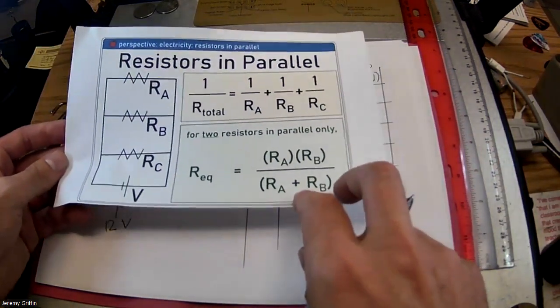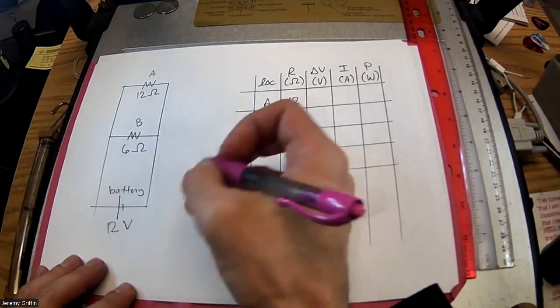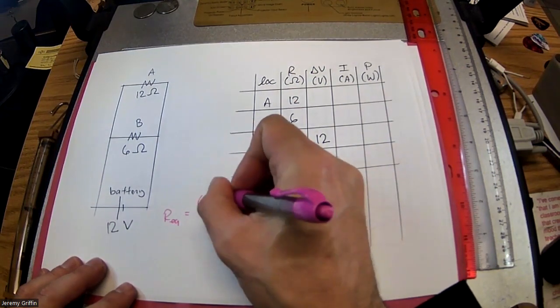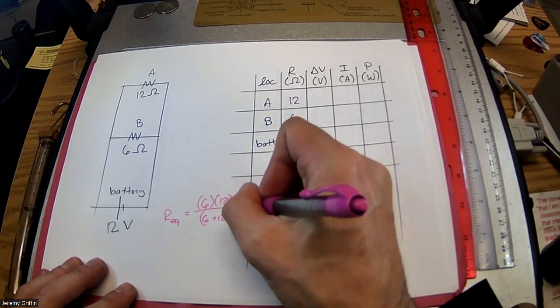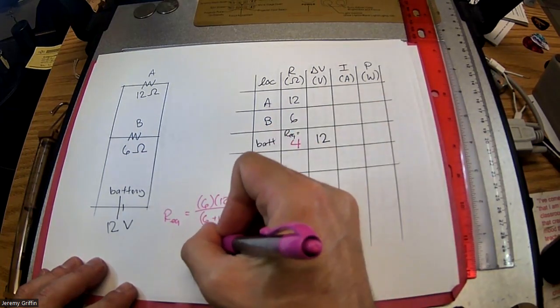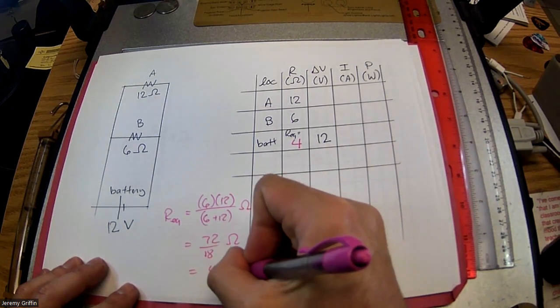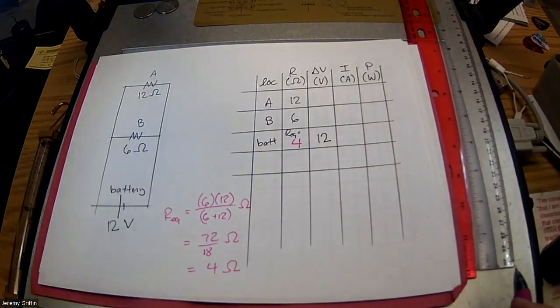Product over sum. For if you have 2 resistors in parallel, you can do that, right? As long as you only are working with 2 at a time. Okay? So resistance equivalent is exactly 6 times 12 over 6 plus 12. That'd be ohms. So that's 72 on 18 ohms, which is like 4 ohms. Okay, yeah, so 4 ohms. Okay. The battery feels like it's pushing against 4 ohms.